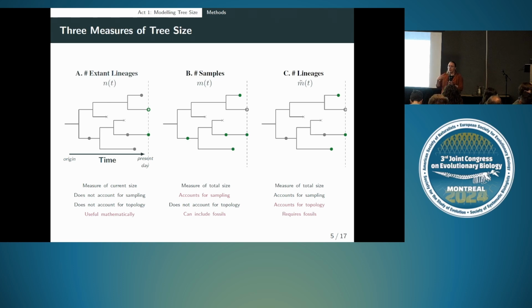And this incorporates an element of topology, because if you sample a fossil and then a subsequent descendant, that doesn't double count. And so this measure of tree size is unique in that it captures both the number of tips in the tree, but some element of topology.